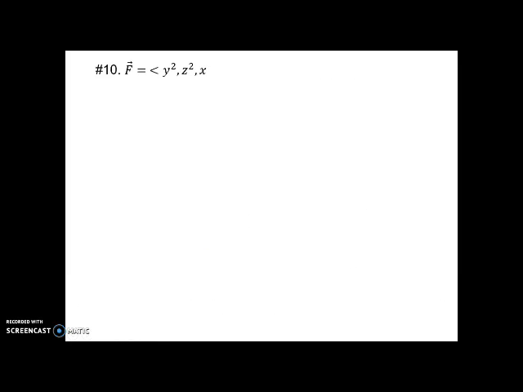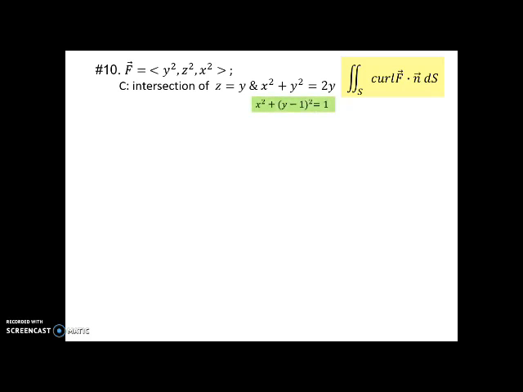Number 10. Here's our vector field. And C is the intersection of the plane z equals y and the cylinder x squared plus y squared equals 2y. And there's the integral we're going to need. Now, our cylinder, in order to draw that, I'm going to bring the 2y to the left and complete the square by adding 1 to both sides. Now I can see that the base of that cylinder is a circle centered at (0, 1) with radius 1.